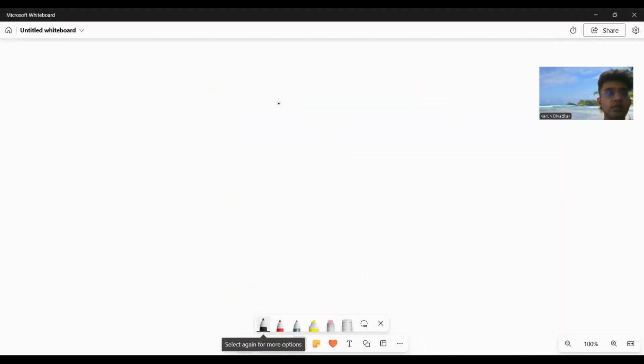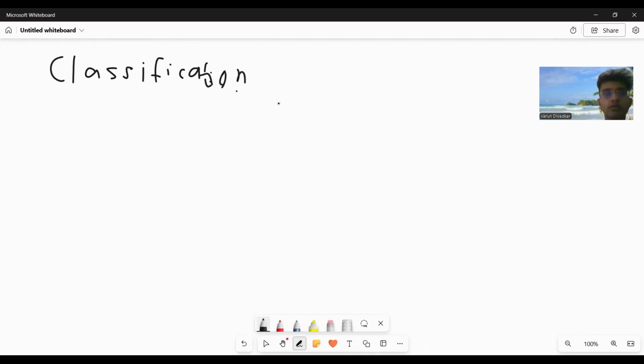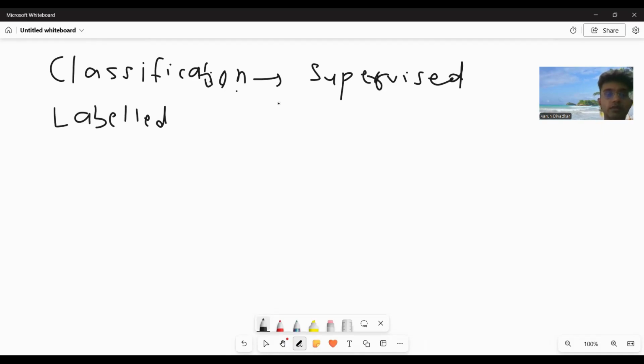This is a class of classification algorithms, and it also comes under the category of supervised algorithms. Why? Because you feed it with a labeled data set, right? Typically, we use this for binary classification.